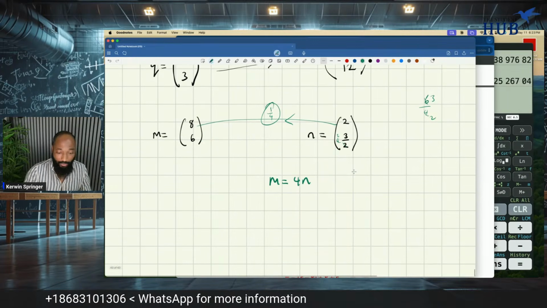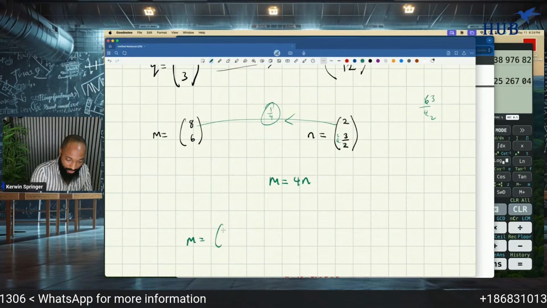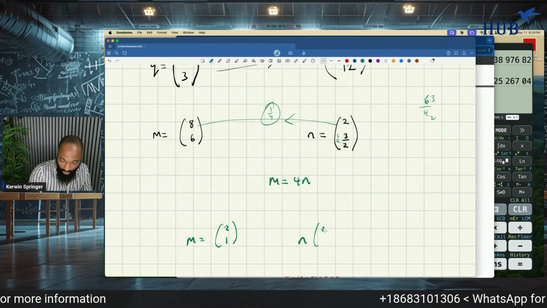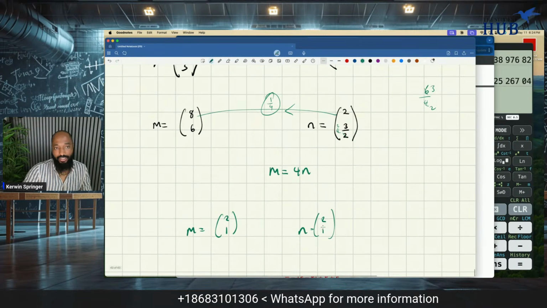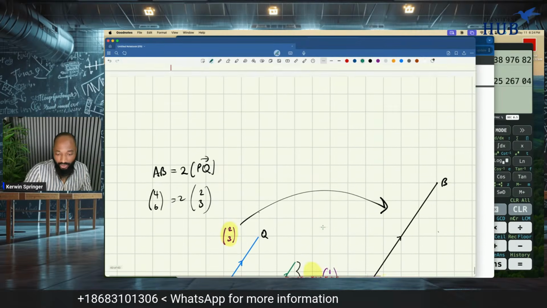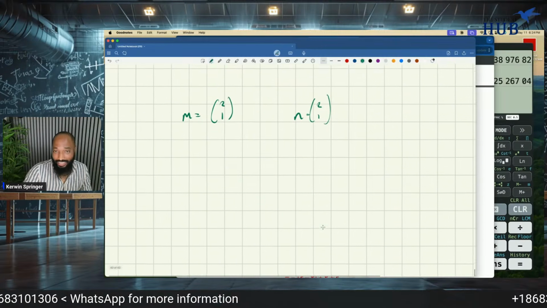If they are equal, they are parallel. So like if M is 2, 1 and N is 2, 1, well, that's it. They're parallel. Now, that's just for parallel. How do you explain collinear? Well, collinear is the easiest thing.